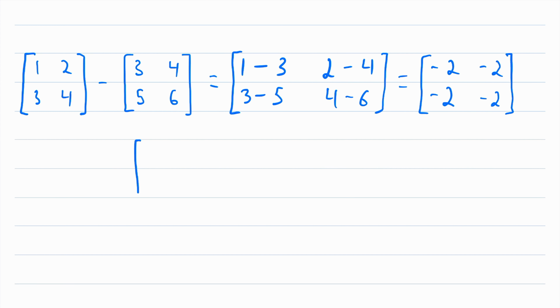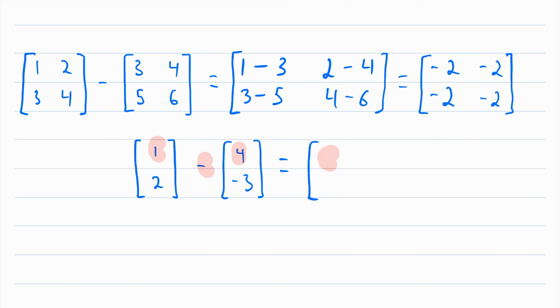Now, just like with normal subtraction, the subtraction of matrices is not commutative. So here's another example of some subtraction with matrices. We have this matrix minus this matrix. Let's write out what that's going to be. We have 1 minus 4 in the first row, first column. So 1 minus 4, well, that's just negative 3.